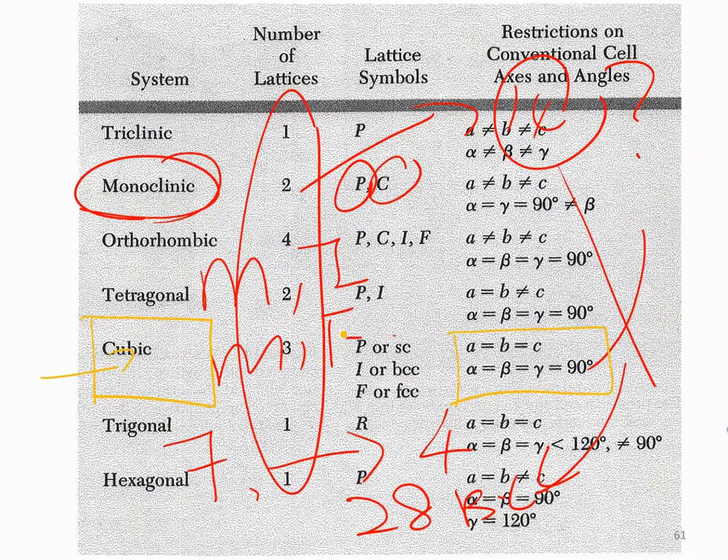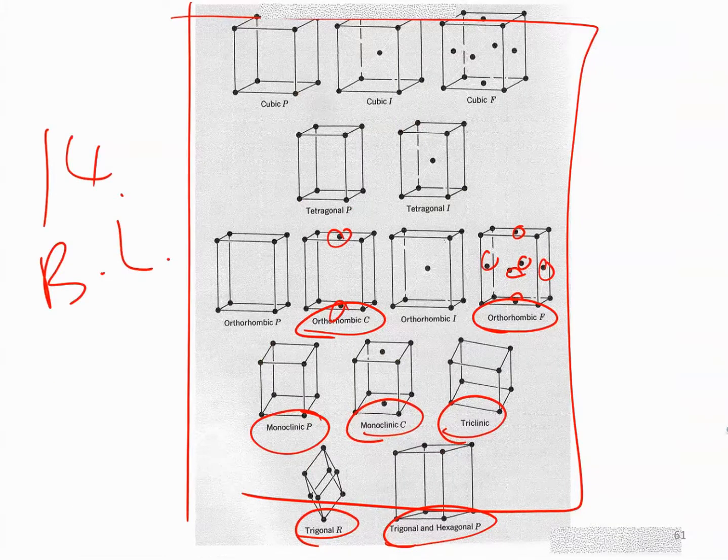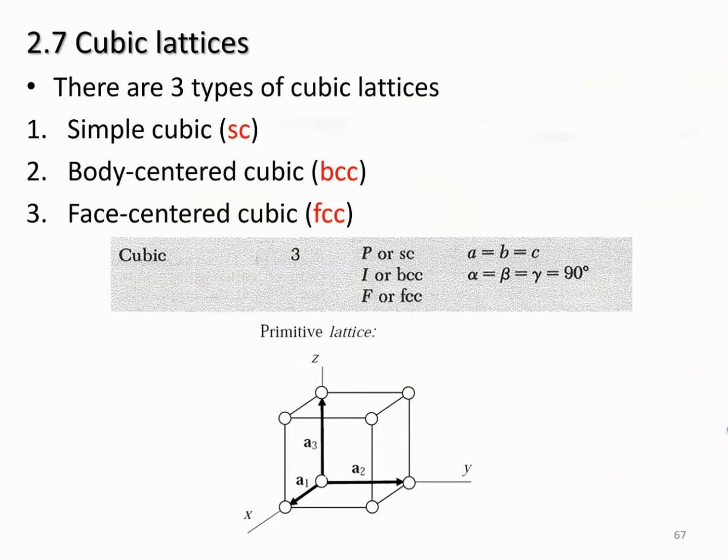So for cubic, we have 3 types: primitive, I, and F. For primitive, we normally call it simple cubic, SC. I, we normally call body-centered cubic, and F, we call face-centered cubic. FCC, BCC, and SC. So now we only emphasize on cubic lattices. 3 types: simple cubic, we call it SC. Body-centered cubic, we call it BCC, symbol is I. Simple cubic, the symbol is P. Face-centered, F, and we call it FCC.